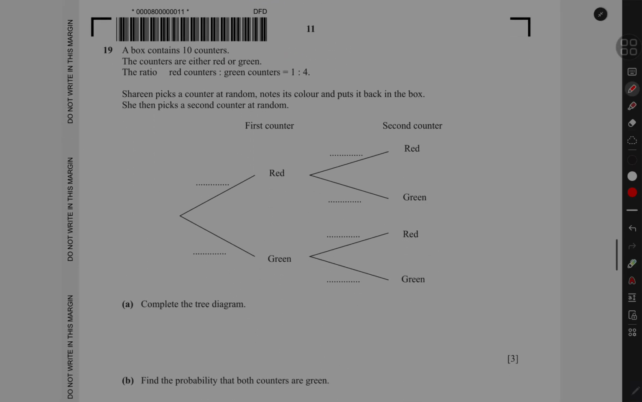A box contains 10 counters. The counters are either red or green. The ratio of red counters to green counters is 1:4. Shireen picks a counter at random, notes its color, and puts it back in the box. She then picks a second counter at random. Complete the tree diagram. The chance that she gets a red counter is 1, and the chance that she gets a green counter is 4 times as much. So this is 1, 4. This is still 1, 4, 1, 4. And that's it, I guess.